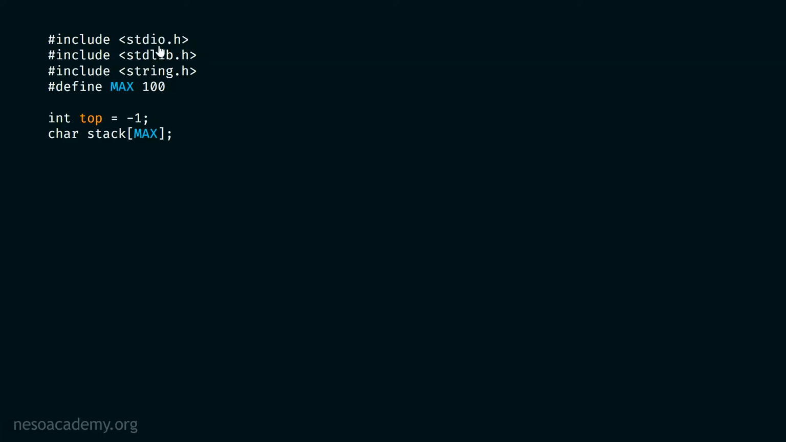Apart from this, we have these general header files, stdio.h, stdlib.h and string.h. We need this header file as well, string.h. You will see this in a moment why it is required. We will actually use gets function, and gets is available in this header file string.h.